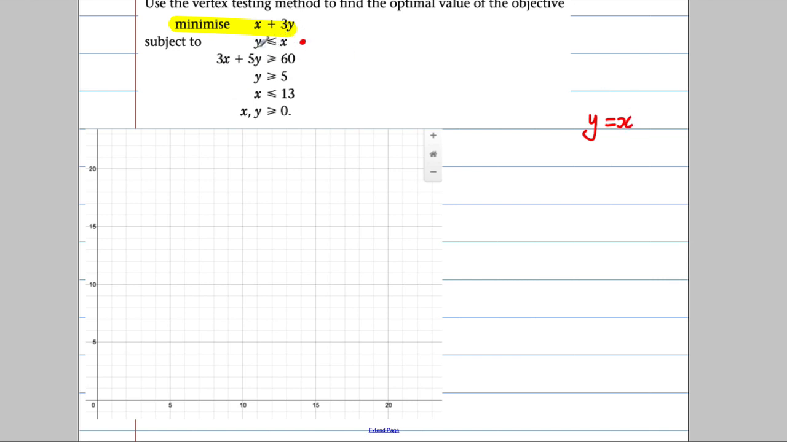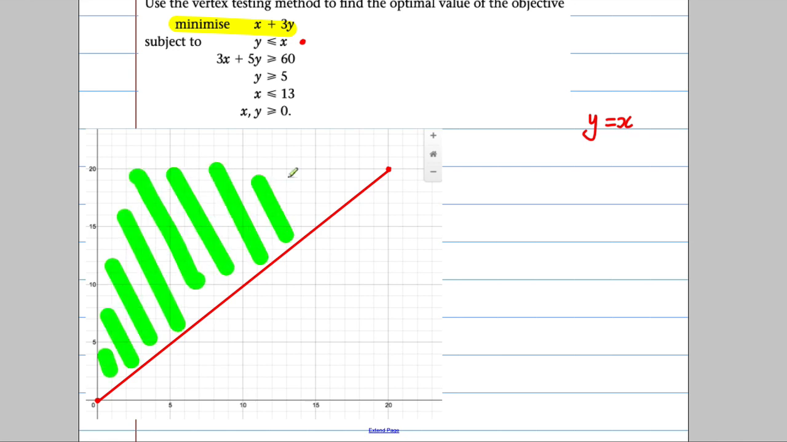and we're going to want below the line, and we're going to want a whole line because it's less than or equal to. So it goes through 0, 0, and it clearly goes through 20, 20, and we're going to make it a whole line, and we're going to make it red. Now we want y less than or equal to that, so we want below the line, so what we're going to do clearly is shade above the line. Okay, so we want everything below that area there. But I could just make it go on a bit further.